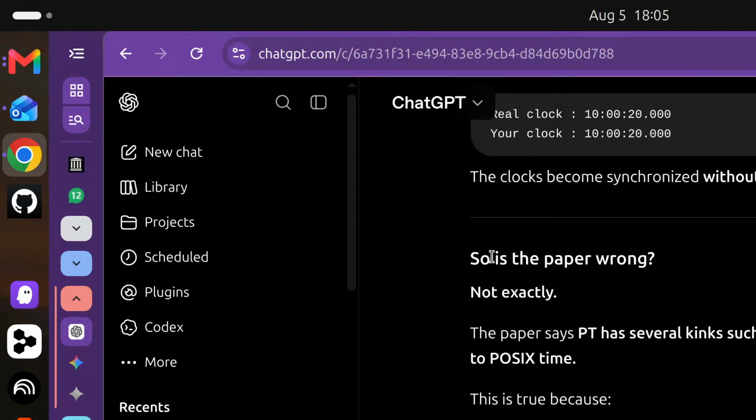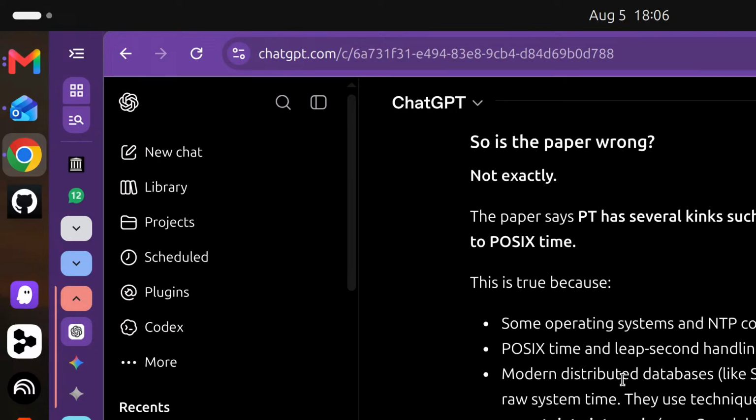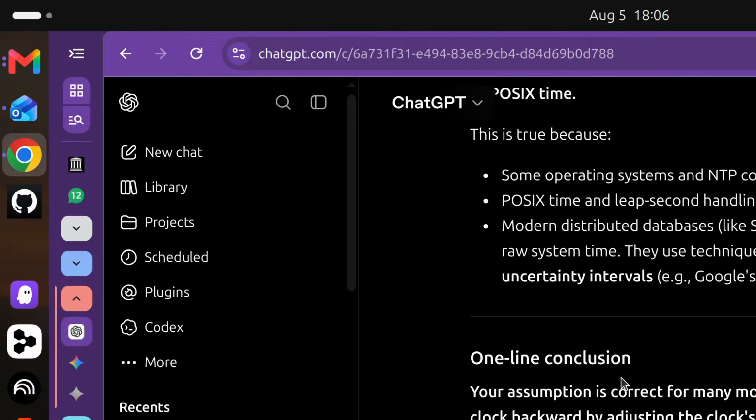So, is the paper wrong? Not exactly. The paper says physical time has several kinks, such as leap seconds and non-monotonic updates to POSIX time. This is true because some operating systems and NTP controllers still allow time to leap backward. POSIX time and leap second handling have historically caused these issues. Modern systems like Spanner, CockroachDB, and TiDB avoid relying on raw system time. They use techniques such as clock slowing, monotonic clocks, or uncertainty intervals, like Google TrueTime. Okay, that's it.